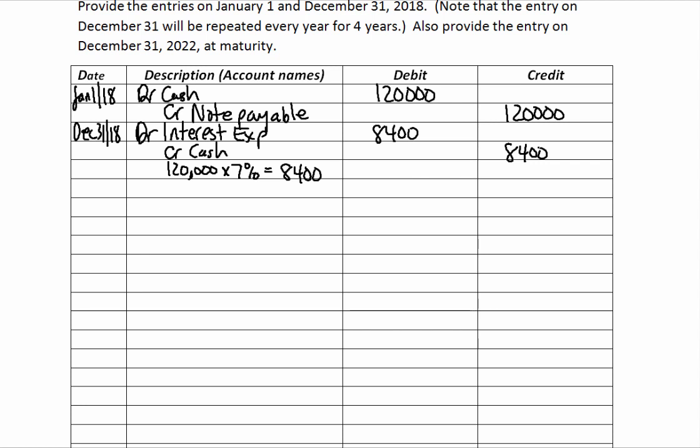All right, let's go to December 31st, 2019. What's going to happen? Well, we've had the $120,000 outstanding from January 1st, 2019 to December 31st, 2019. Guess what? That's a year. Boom, $8,400. So again, this is going to be a debit to interest expense for the $8,400 and a credit to cash for the $8,400.